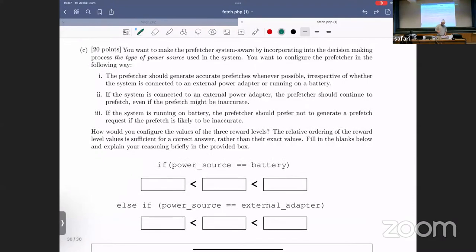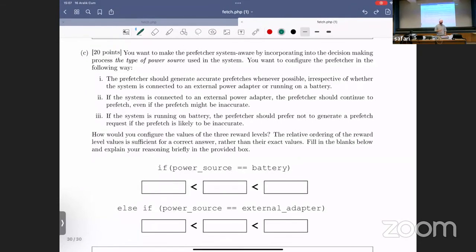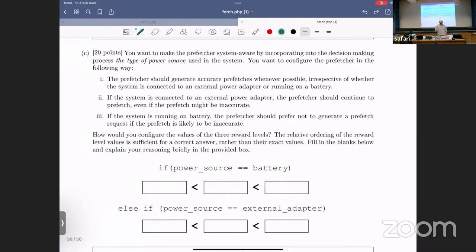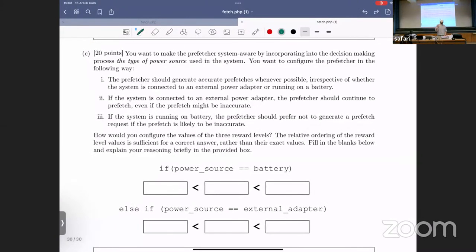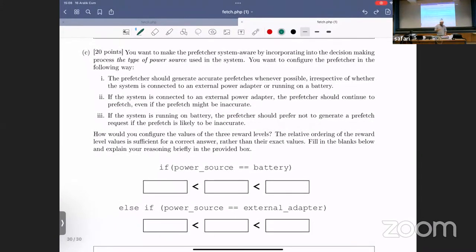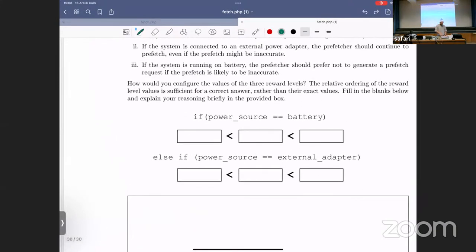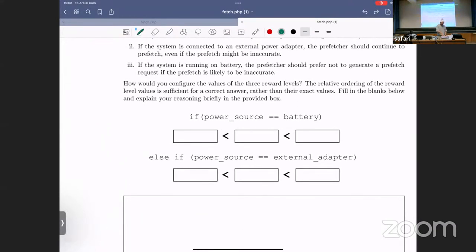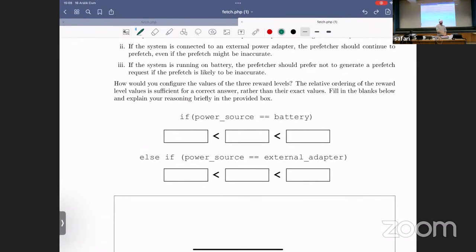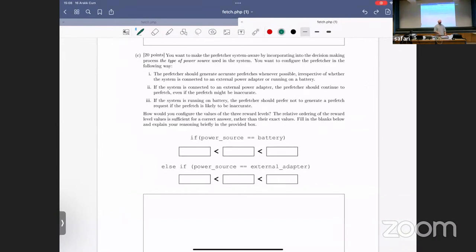And if the system is running on battery, the prefetcher should prefer not to generate a prefetch request if the prefetch is likely to be inaccurate. So in this scenario, we do not want at all inaccurate prefetches. We want super accurate, as stated in the beginning. We want no prefetches as our next choice, and then we want the inaccurate ones, right? So the order would be the accurate, then the no prefetching, and then the inaccurate ones. Okay, sorry for not being able to write, but I think you understand the solutions. And if someone has a question, we can discuss it later and I can show you the full answer if you want. Okay.